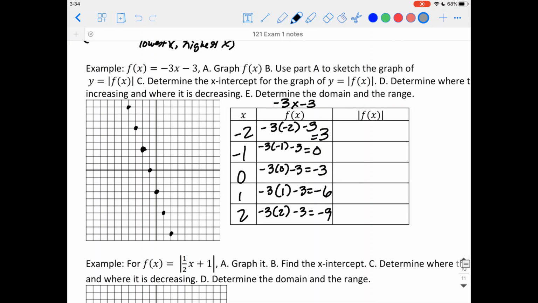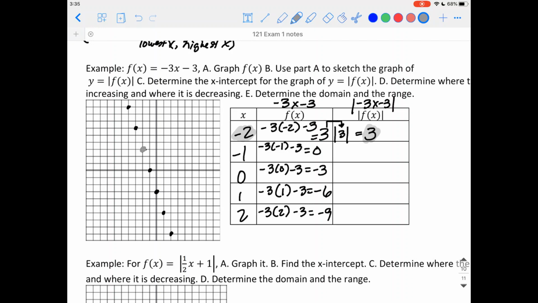So that's part A. Part B says use part A to sketch the graph of y equals the absolute value of f of x. So this is actually going to be the absolute value of negative 3x minus 3. All I'm going to do is get the y values and take the absolute value of them. So my x value is still negative 2, but now my y value is 3. So I'm going to graph those. Negative 2, 3 is still this point.